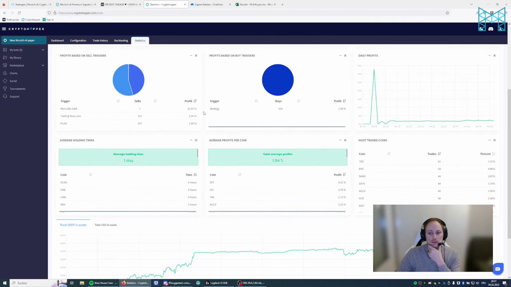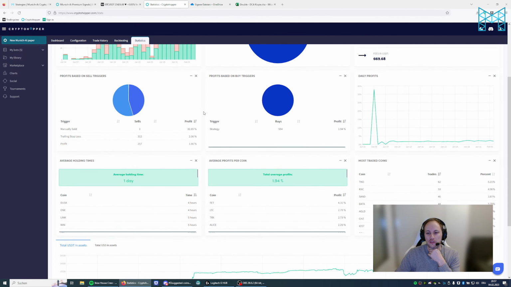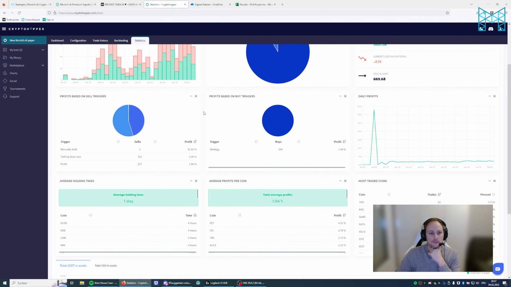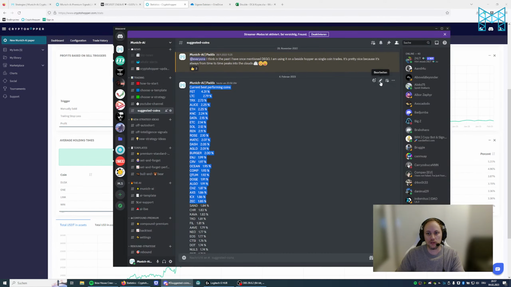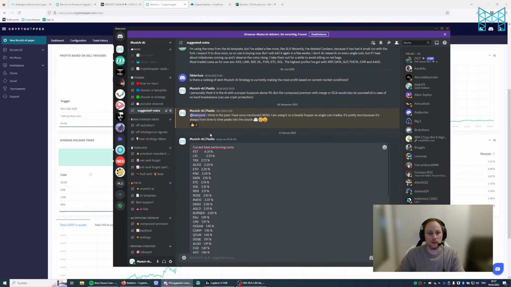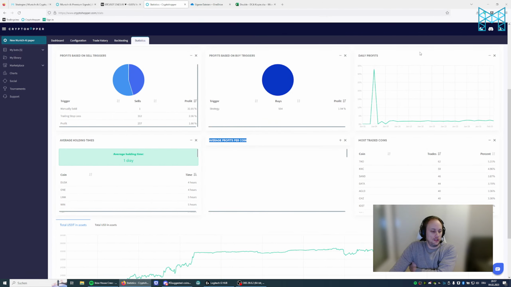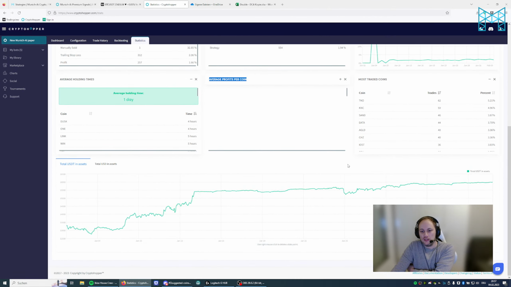Yes, so from my AI, which is running, this was the average profits per coin. I will also add it on the Discord. So let's do it like this in a correct way. So what else do we have to discuss?